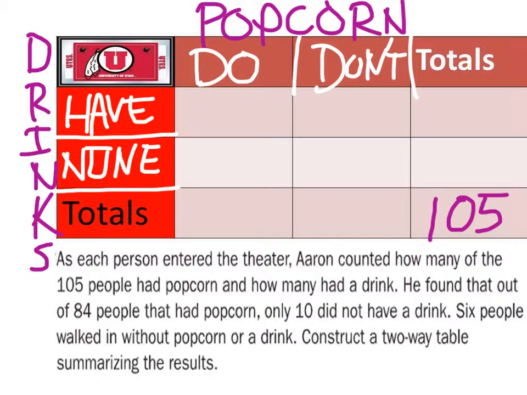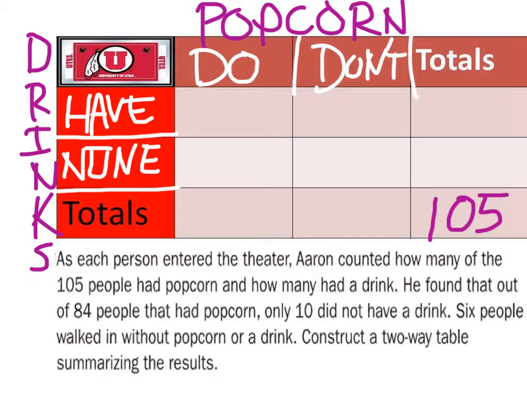He found out that 84 people had popcorn. So where does the 84 go? 84 goes on the have popcorn. The people that do what? Have. So the top left. Okay, so some of you say the top left. Yeah, they tend to not have.